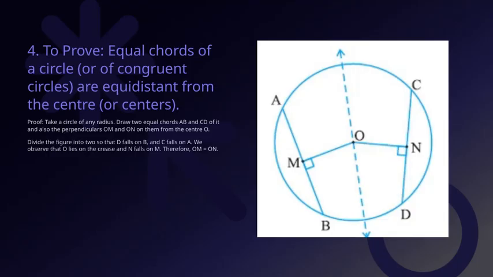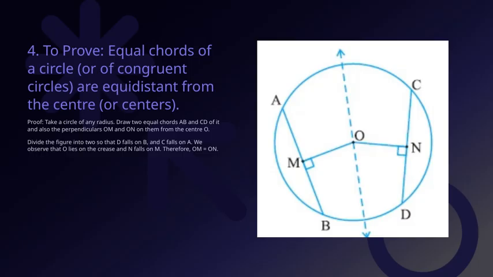The goal here is to show that equal chords in a circle, or in congruent circles, are always positioned at the same distance from the center or centers. First, imagine you have a circle with any radius you like. Now, draw two chords inside this circle. Let's call them OB and CD. These chords are equal in length, which is an important point.